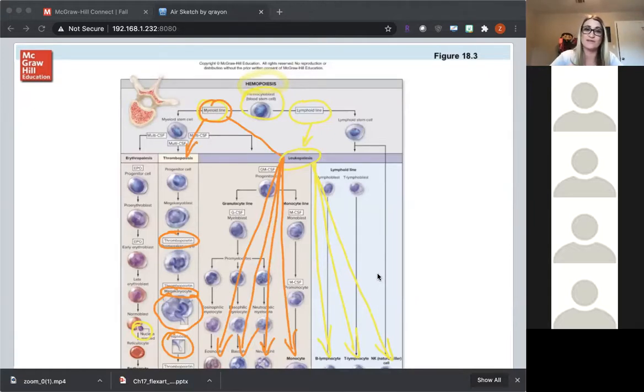Because erythrocytes do not have a nucleus, they are going to have a defined lifespan. They don't last forever. They get worn out and they cannot reproduce, because they don't have a nucleus, and there's nothing that will regulate the reproduction.